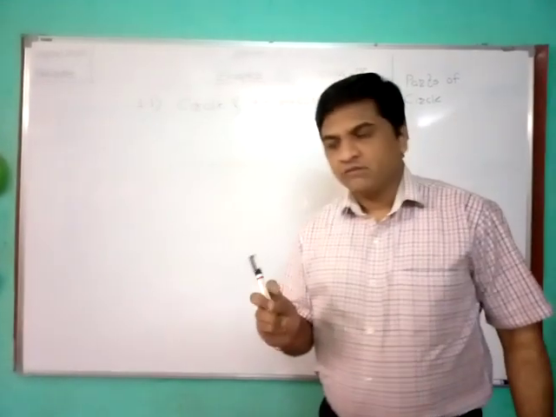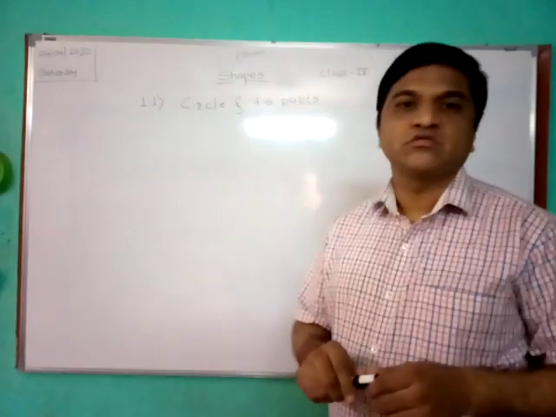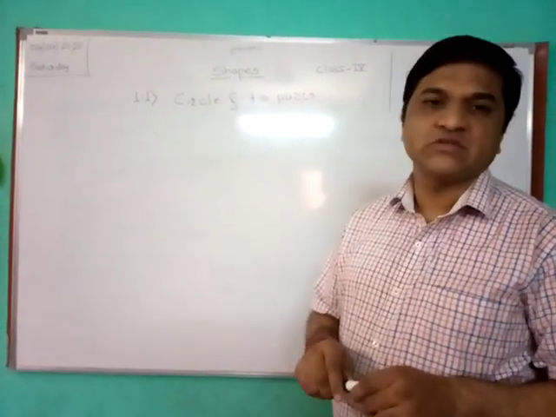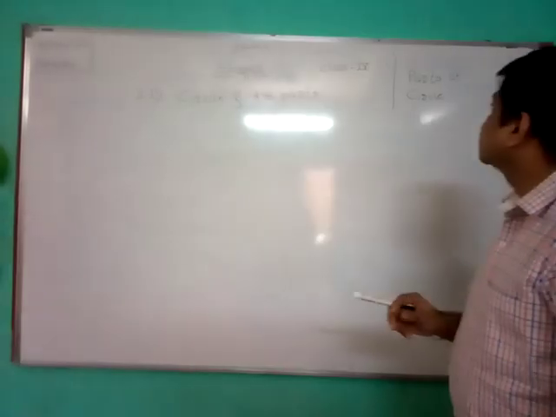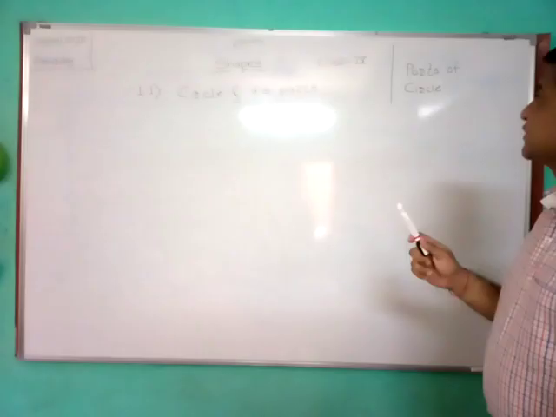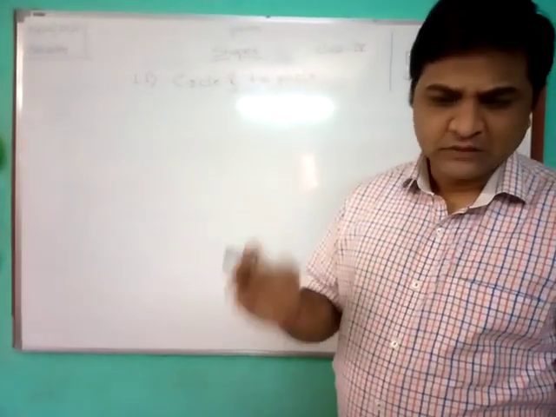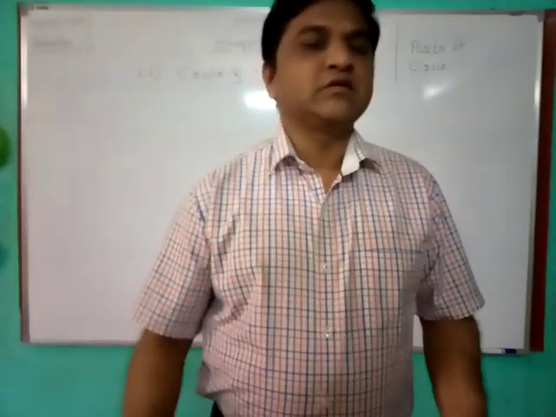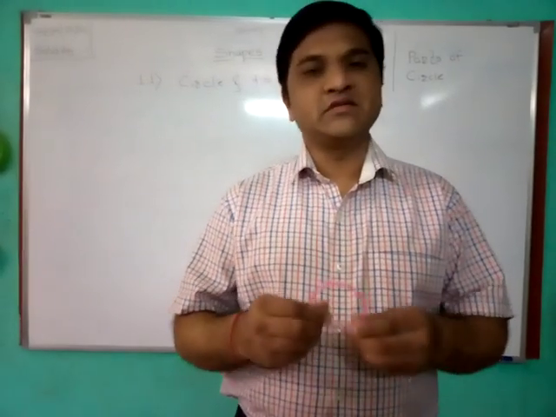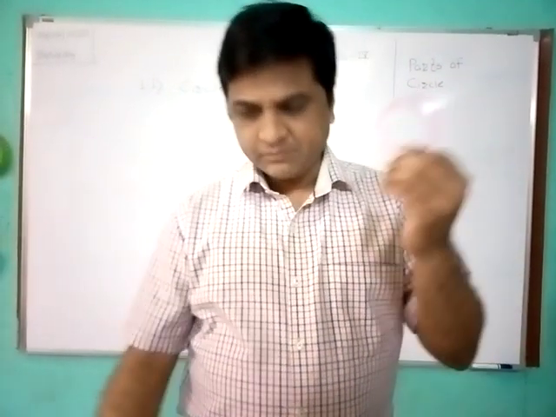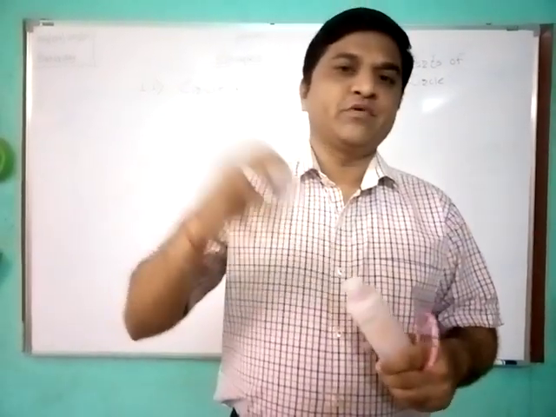Friends, welcome to the first chapter of shapes, in which we are going to see a circle and its parts and how to draw a circle. Well, in day-to-day life, we see many things which are perfect circles in shape. For example, a bangle, the cap of a bottle.